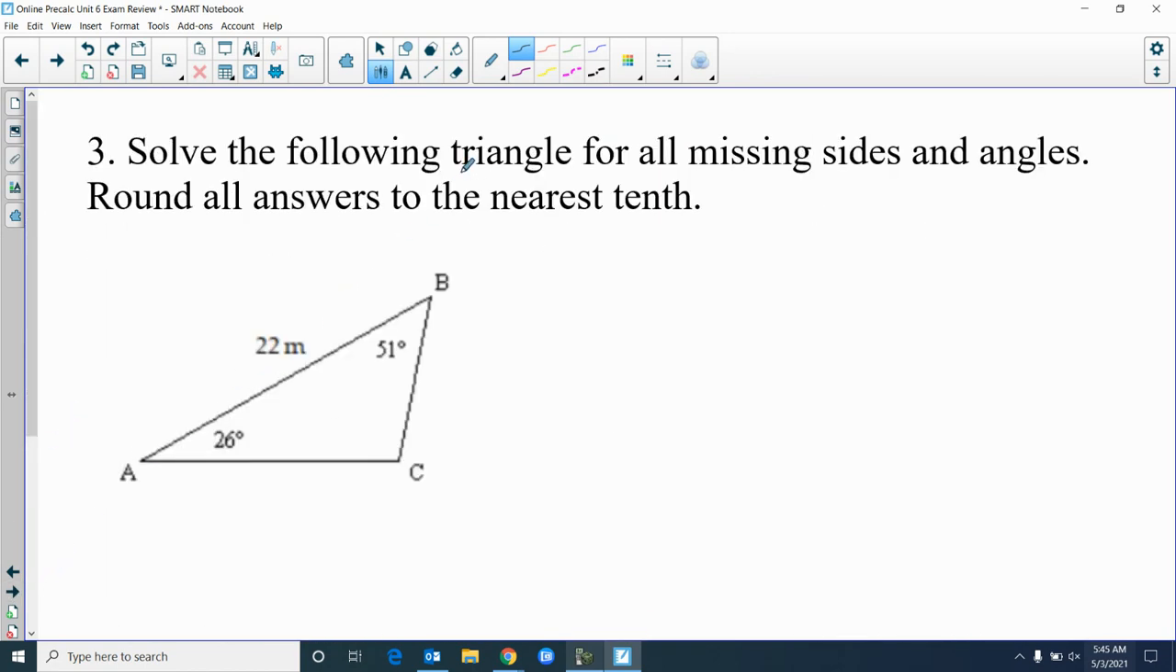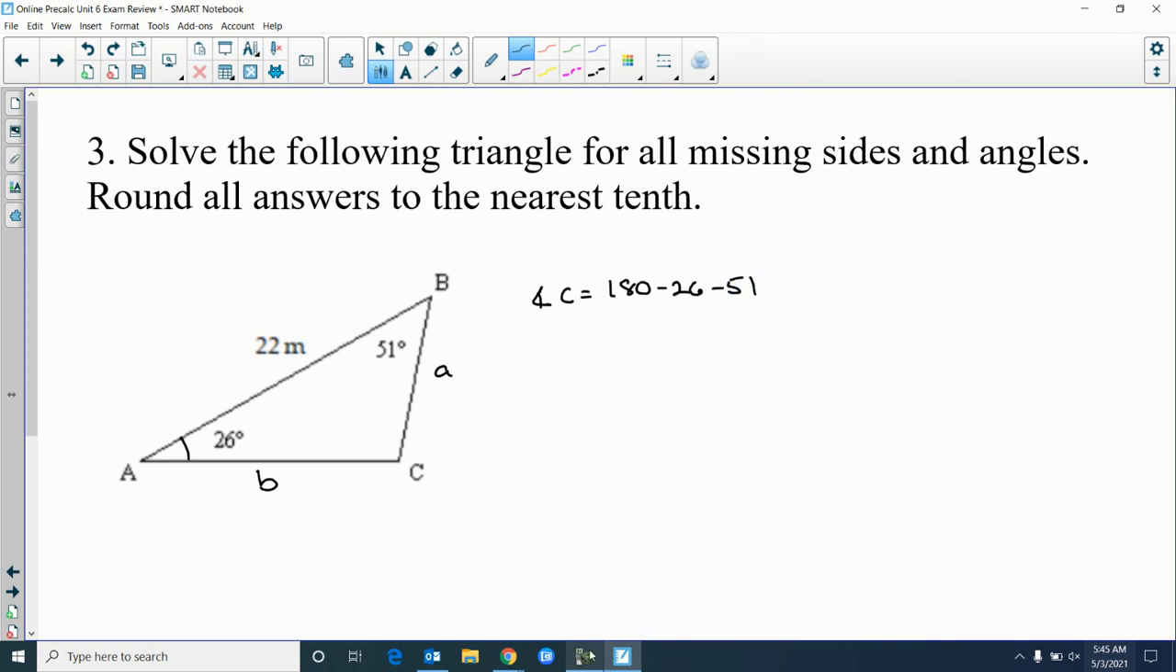All right, number 3, solve the following triangle for all missing sides and angles. If this is angle A, then across from it has to be side A. If this is angle B, across from it has to be side B, and that means side C is 22 meters. So I need to find A, B, and angle C. Well, angle C, the 3 angles have to add up to 180. So you just take 180 minus 26 minus 51.